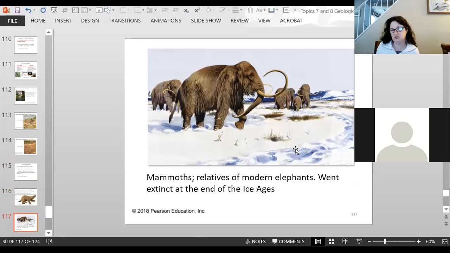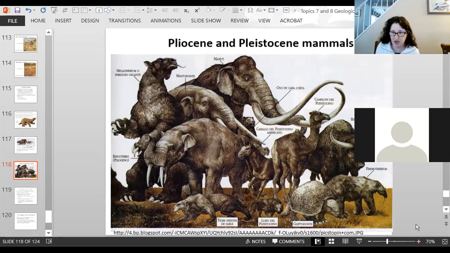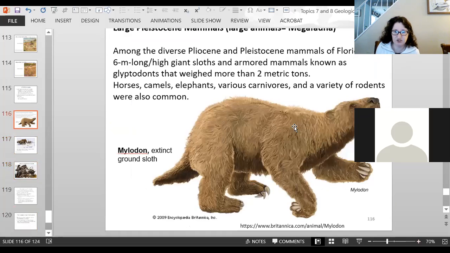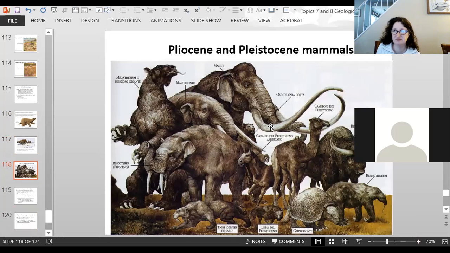Here are mammoths. If you watch the Ice Age cartoons, you kind of get an idea of some of the animals that are there. Okay, so here are some more Pliocene and Pleistocene mammals. Let me just go back a second, where it says armored mammals known as glyptodonts that weighed more than 2 metric tons. That's what weighed 2 metric tons, not necessarily the sloth. But the sloth was extremely long, big.